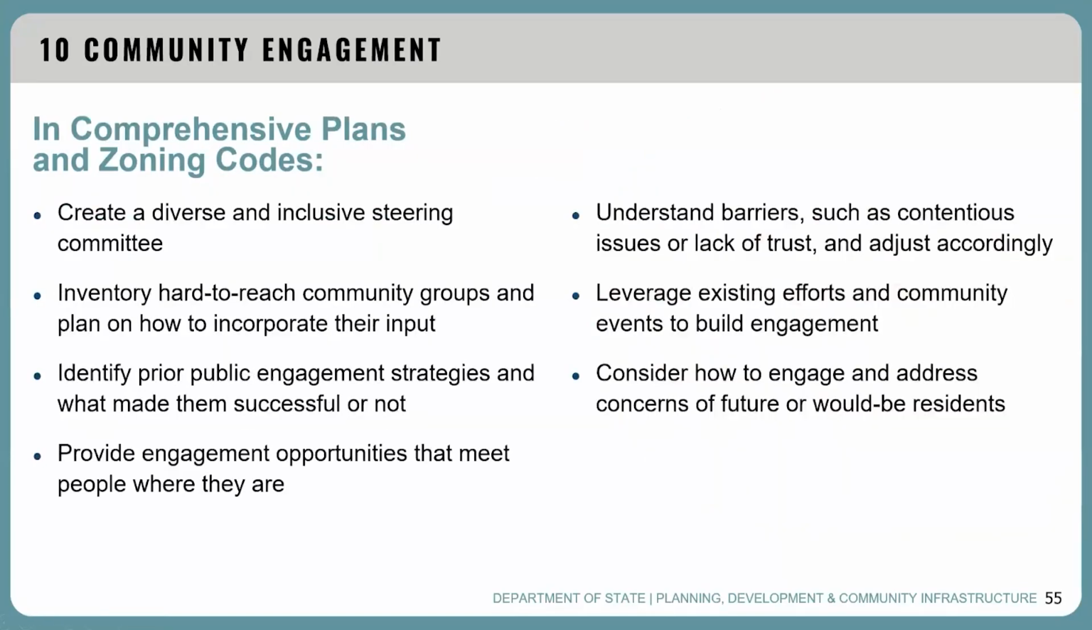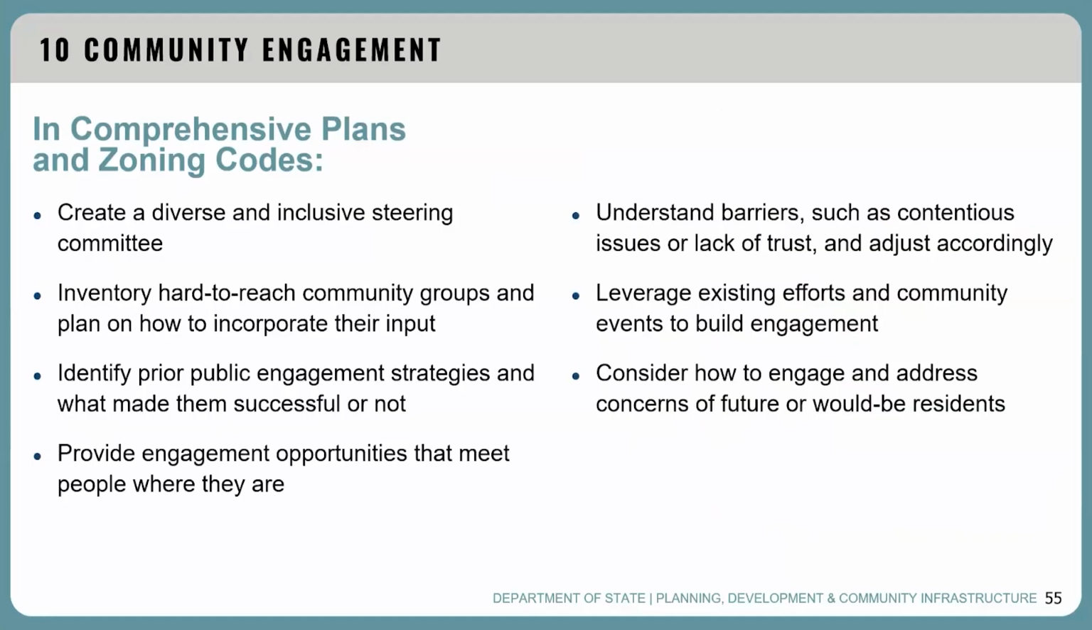In the creation of smart growth comprehensive plans and zoning codes, genuine public engagement is a must. Internal measures include creating a diverse and inclusive steering committee that brings in a wide spectrum of the local community. The steering committee should spend time inventorying hard-to-reach community groups and planning effective methods to incorporate their input, including ways to meet those groups where they are, in addition to making meetings as accessible as possible. Consider things such as meeting times, virtual accessibility, and locations.